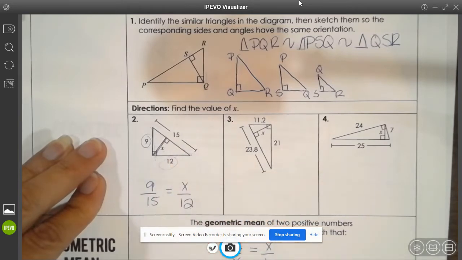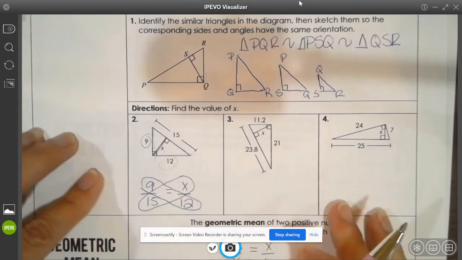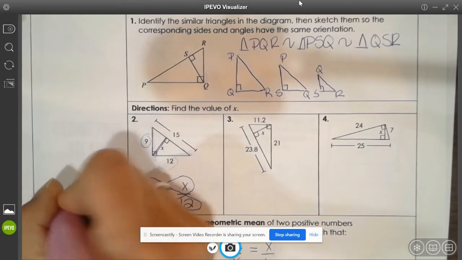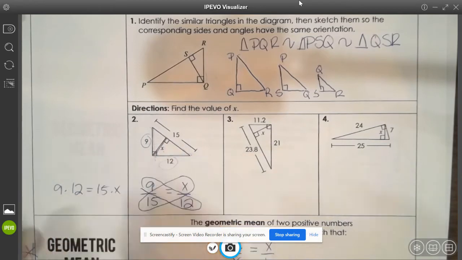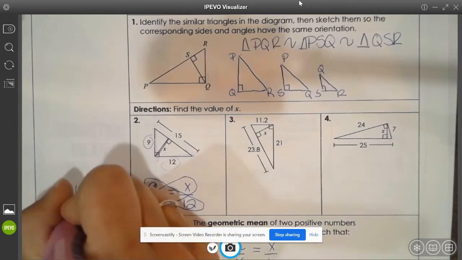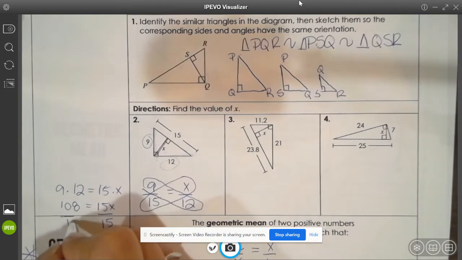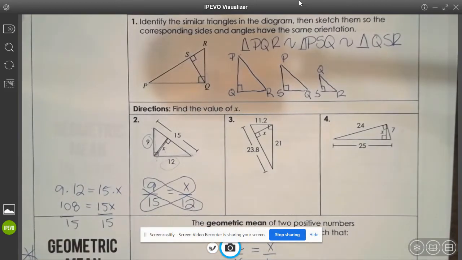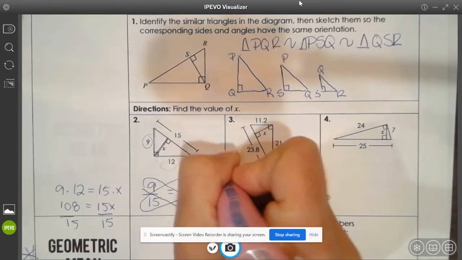And if you remember how to do proportions, we are going to use the butterfly method, and then we multiply. 9 times 12 equals 15 times x. And then we multiply and then divide by 15. So let's do that. I get my calculator ready. So that is 9 times 12. That is 108. And then divided by 15. And I get 7.2. That means that x equals 7.2. Okay.